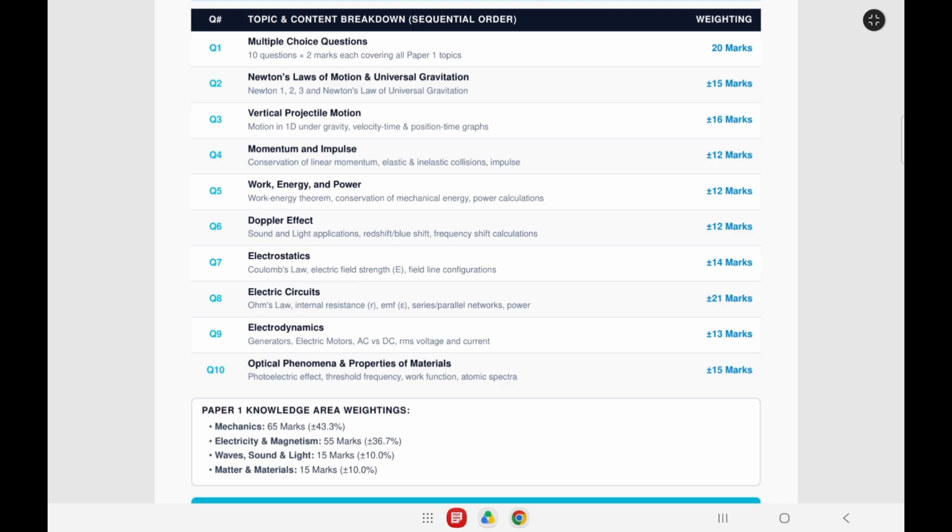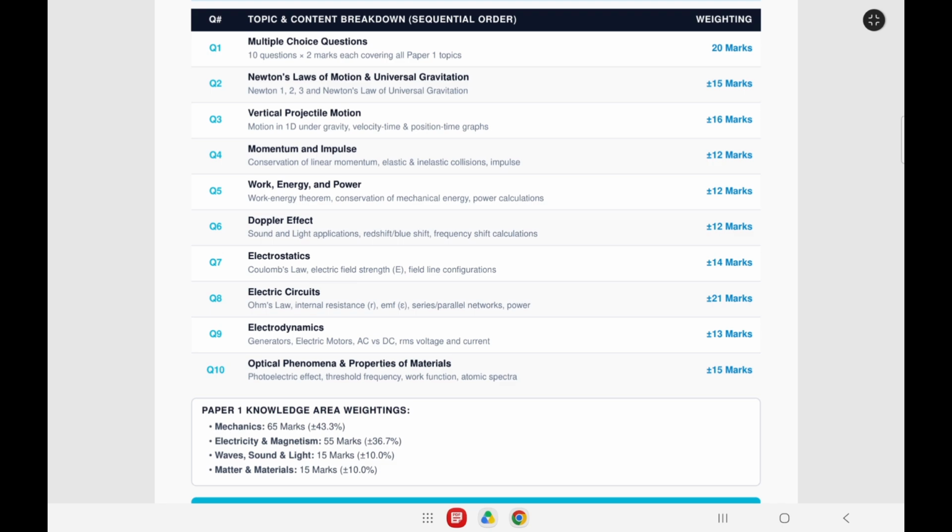For question 2, you have Newton's law of motion and universal gravitation, worth about 15 marks. It depends on how they set your question paper. Then you have the vertical projectile motion, that's worth about 15 marks. You also have question 4, momentum and impulse, worth 12 marks. I won't go through all these subtopics. You just have to have access to the document and then study whatever I've written here.